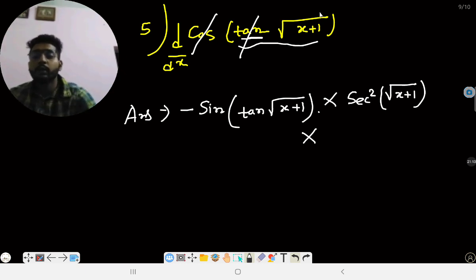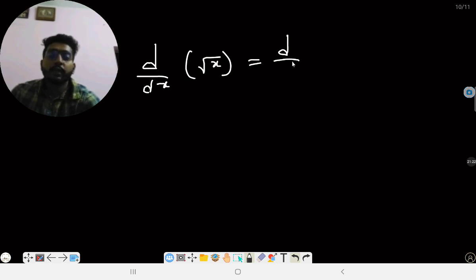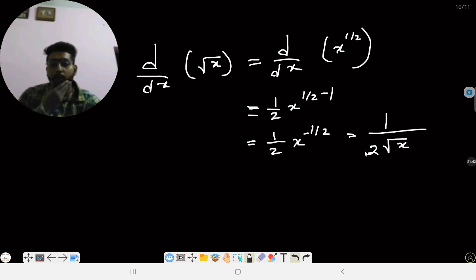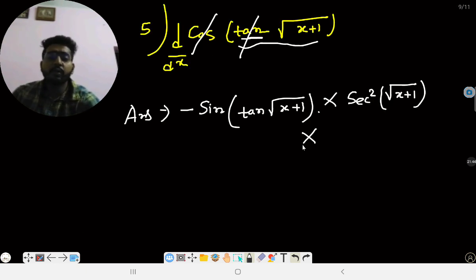Now we need to know what is the derivative of root x. Okay, so we need to know what is the derivative of any root function. That means root x, what is the derivative? So we know root x means x to the power half. So what is the derivative? By the x to the n formula, half x to the power half minus 1. So this is the form. So here you can see half x to the power minus half. So that will be 1 by 2 root x. So this is the derivative of root x. So derivative of root x is what? 1 by 2 root x.